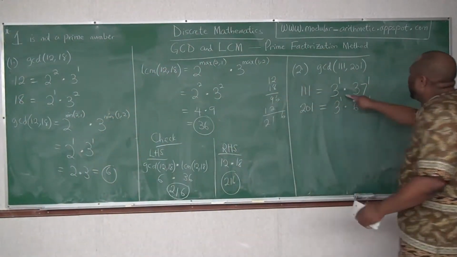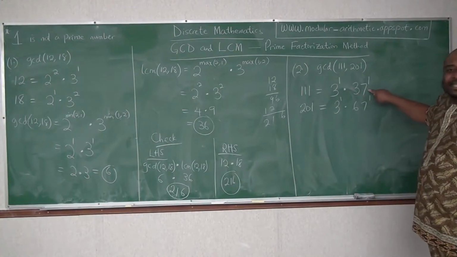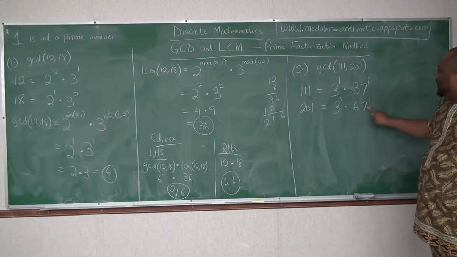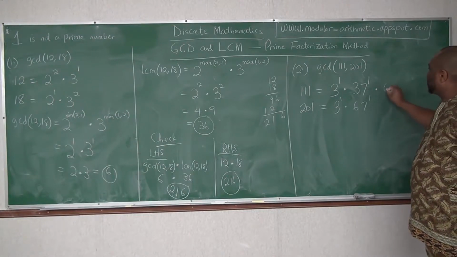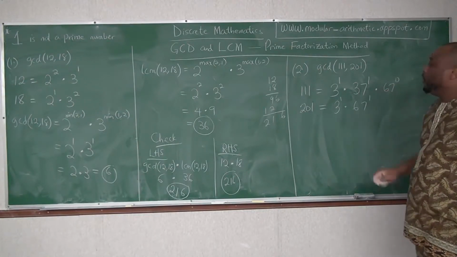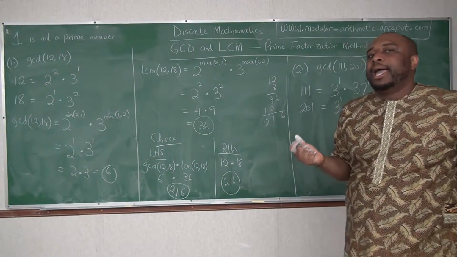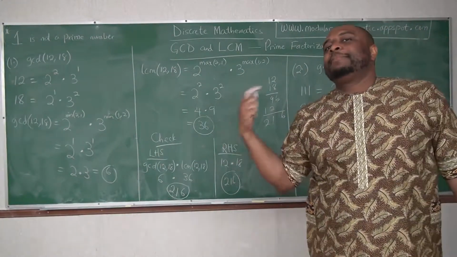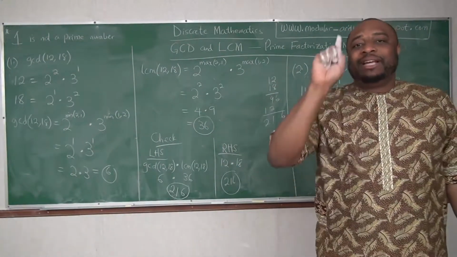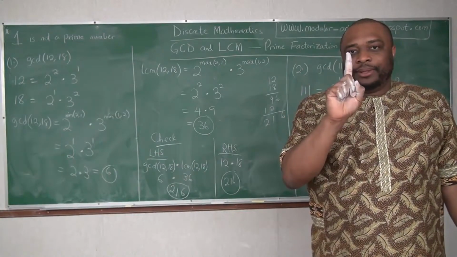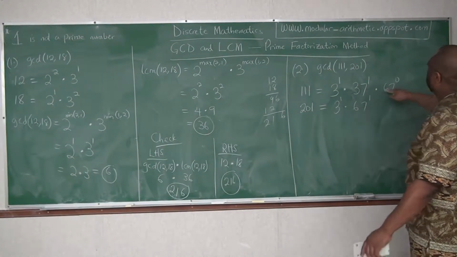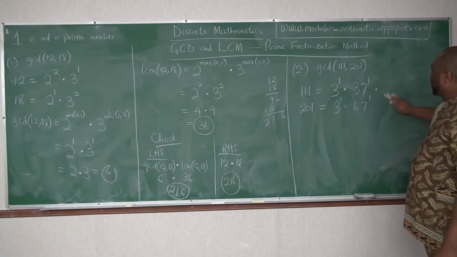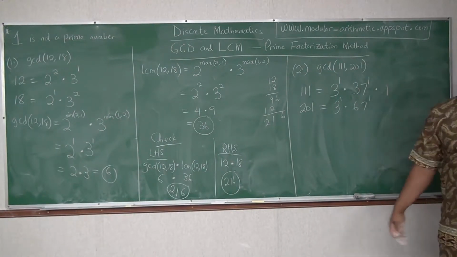Okay, now, you see there's no 67 here, and there is no 37 here. No problem. You can just put this times 67 exponent what? 0. Remember, laws of exponents. Anything exponent 0 is what? 1. Anything exponent 0 is 1. So this is like saying times 1.